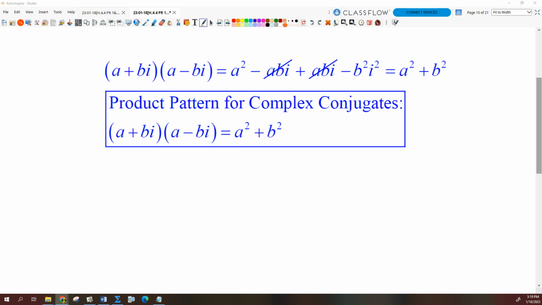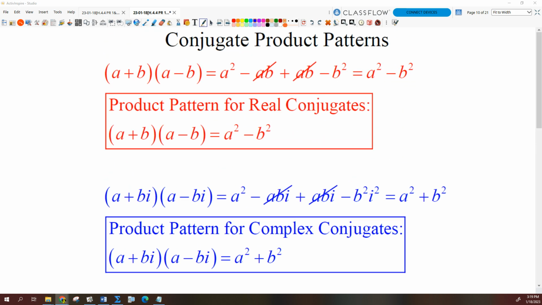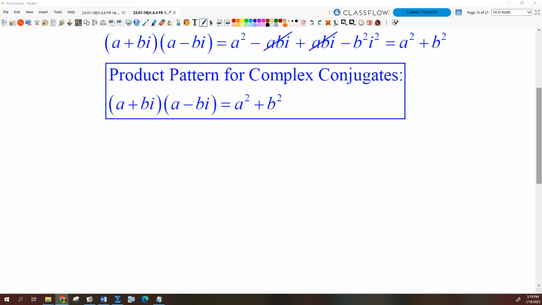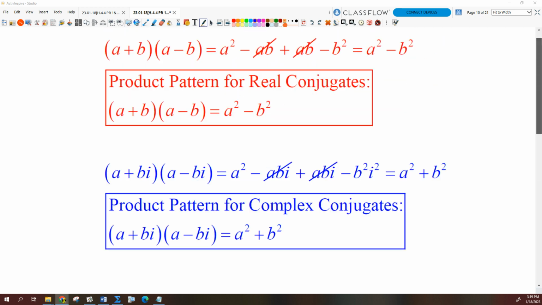Complex conjugates will always produce a positive real number. Other conjugates might not. If you're dealing with just real numbers, a plus b times a minus b equals a squared minus b squared. Well, if b is bigger than a, that's going to be negative, which is fine. But complex conjugates always give us a positive outcome. a squared is always positive, b squared is always positive, and we're adding them up. That also will be important when we look at how we represent complex numbers as vectors in the complex plane, which I'll show you guys tomorrow.